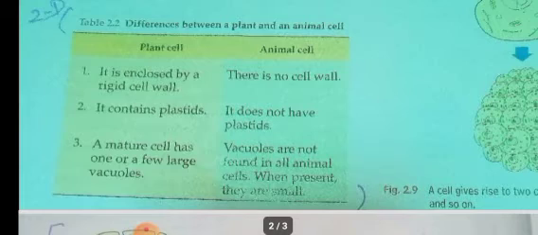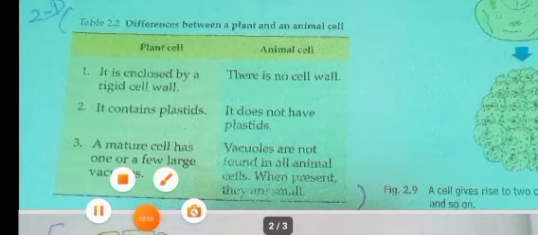You understood? So this is the difference between plant cell and animal cell. A plant cell has the cell wall, has the plastids, and the vacuoles are large. It is just the opposite of the animal cell. Animal cells don't have a cell wall, don't have plastids. At the same time, not all animal cells have vacuoles. If present, they too will be small in size.